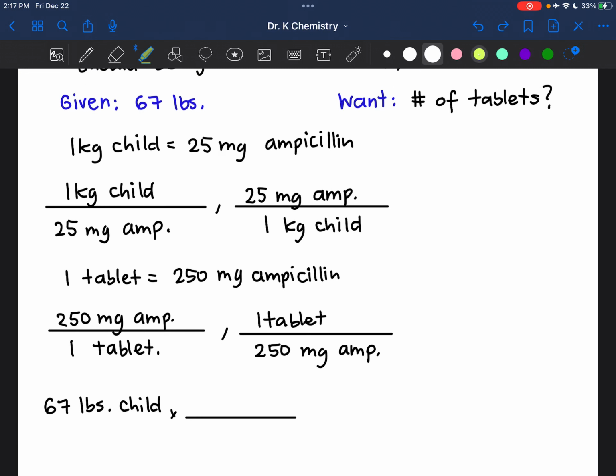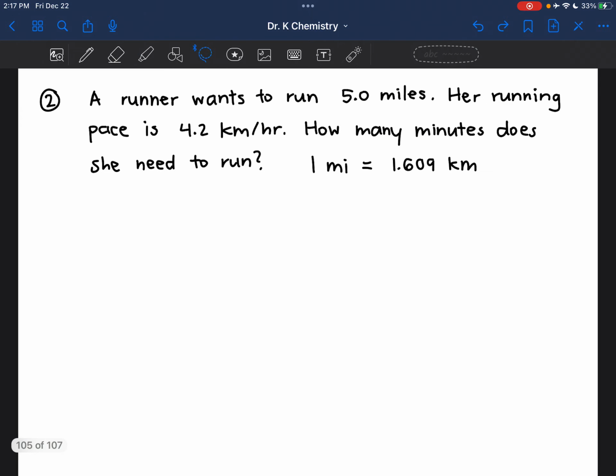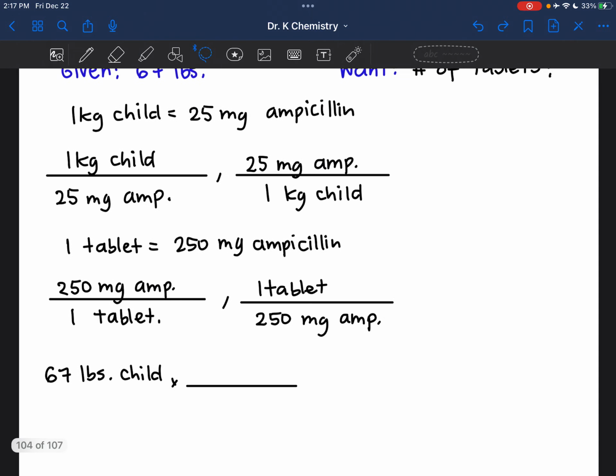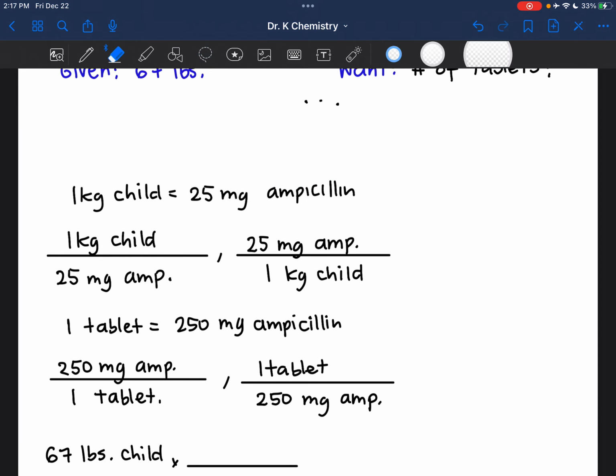Now we do have a bit of a problem because it looks like in order to get to the number of tablets, we need the milligrams of ampicillin. And maybe we should actually construct a roadmap here. So I will leave myself some room.